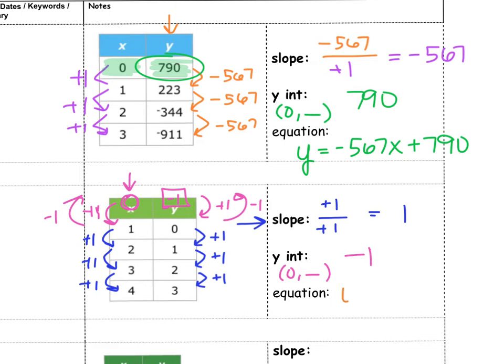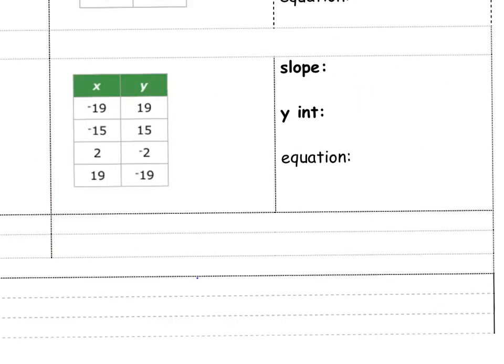I can then write my equation, y equals 1x minus 1. We don't need to write 1x. It's not wrong, but a better answer would be y equals x minus 1. Both of those equations are the same thing, but this bottom one is a little better because it's more simplified by not putting that 1 in front of our x.